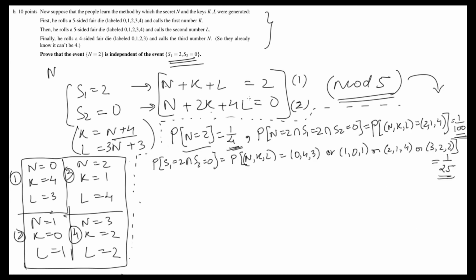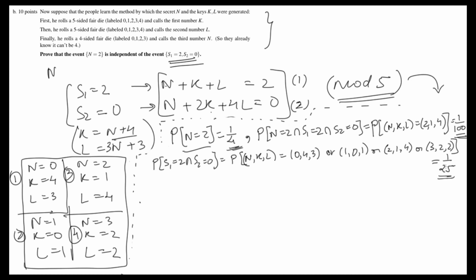Alright, so I've written down everything which we know so far. We know that the probability of N is equal to 2 is 1 over 4. The probability of N is equal to 2 intersection S1 is equal to 2 intersection S2 is equal to 0 is the probability that N, K, and L land as 2, 1, and 4, which is 1 over 100. Then the probability of S1 is equal to 2 intersection S2 is equal to 0 is the probability that N, K, and L land as any one of these 4 sets of values, which is 4 times 1 over 100, which is 1 over 25.